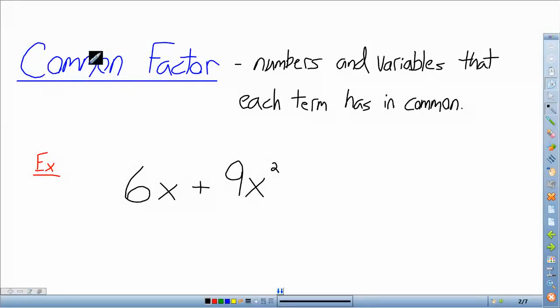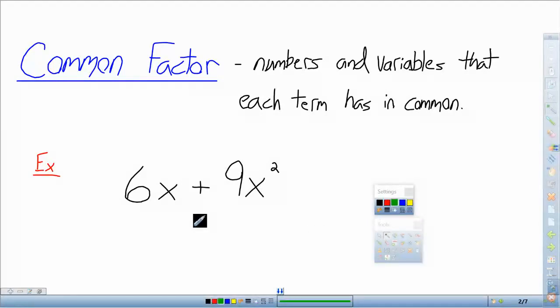First things first is understanding what a common factor is, and then we'll use that idea to factor this binomial. So go ahead and get this slide. A common factor is basically numbers and variables that each term has in common. If I'm looking at these two terms, a common factor would be numbers and variables that I can take out of both of these terms that they both have in common with one another. Right now, because we're sort of new at this, the easiest way to do it is to break these two terms down into their factors and then literally just see what they have in common.